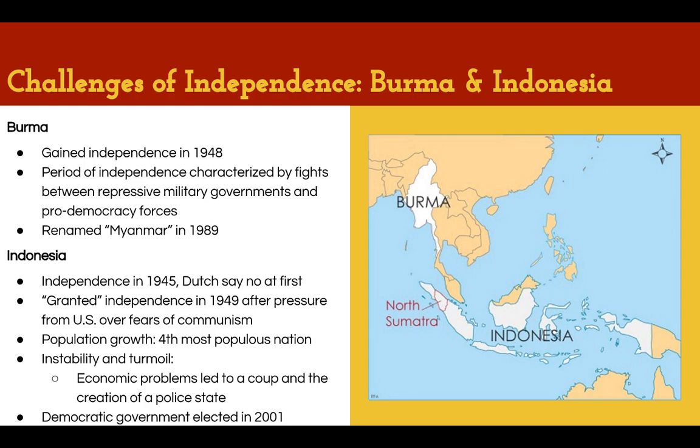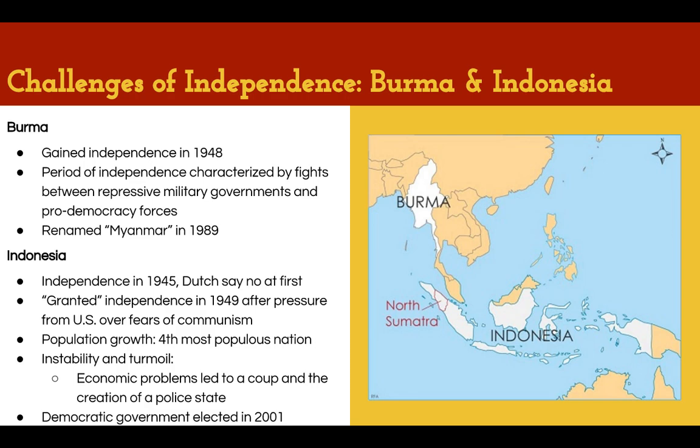In Indonesia, one of the most populous countries in the world, they declared independence in 1945, and at first, the Dutch who controlled it said, nope, not going to happen, you don't get it. And then later on, the Dutch, after pressure from the international community, especially the United Nations, did grant them independence in 1949.